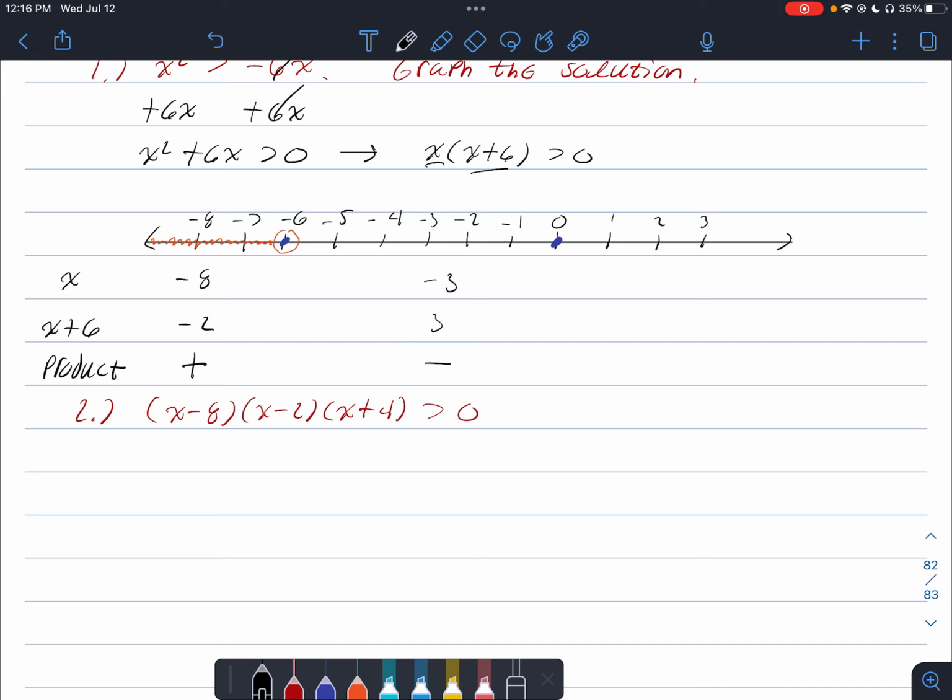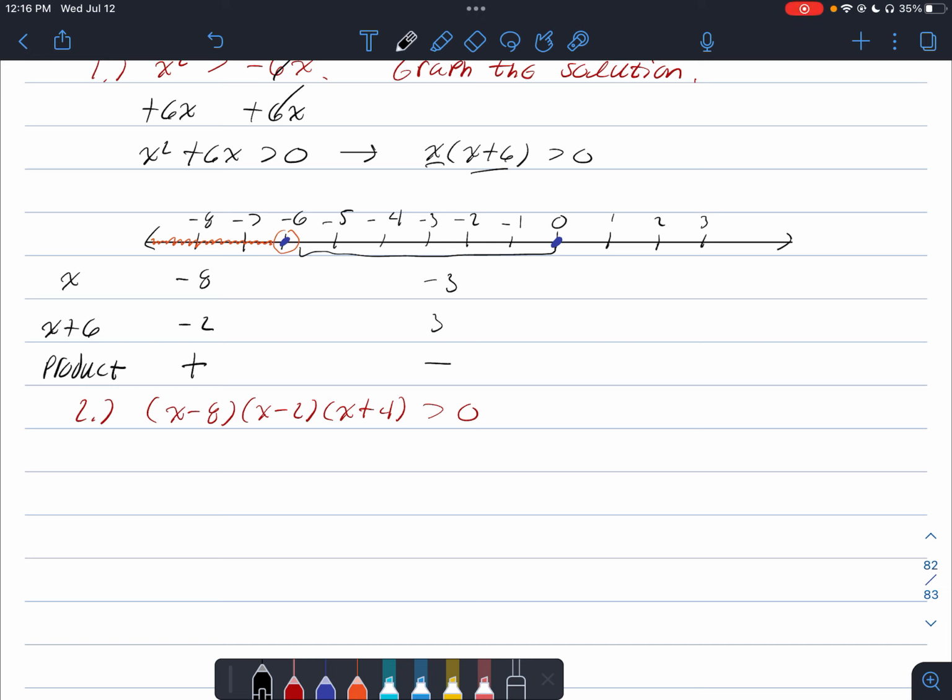So anything from this interval here, if we plug into our factored inequality, the product will be negative, and therefore it is not greater than 0. It is less than 0. Therefore, we are not going to include this interval in our final solution.